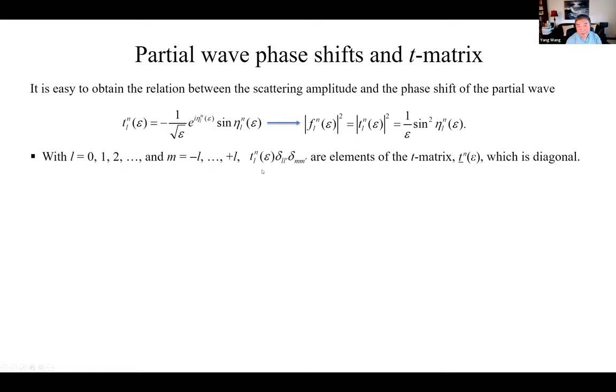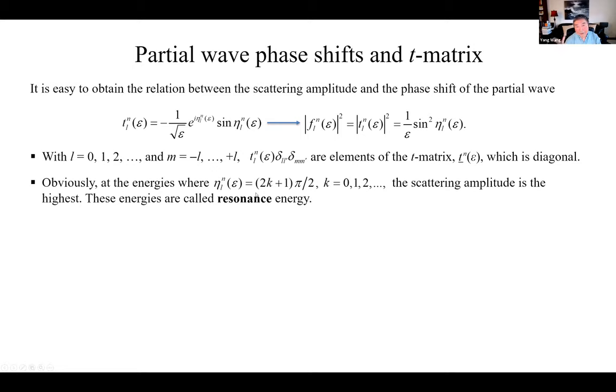So we form a T matrix, and I put that as a diagonal element. The reason we have all these things is because the potential is spherical, so that we can have a clear definition of a partial phase shift. The scattering matrix, the T matrix, is degenerate for different m's, and it can construct a kind of diagonal matrix in this way.